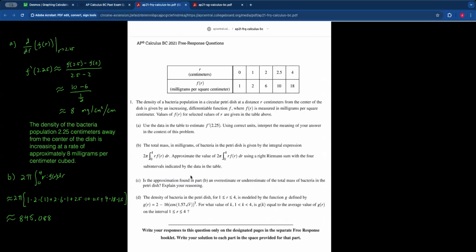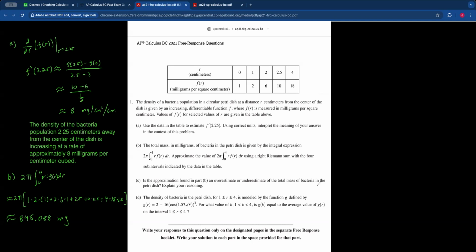And then let's go to this. So yeah, in milligrams of this integral expression, approximate subintervals. Yeah, okay. So then this would be milligrams, and that would be the approximation of the total mass of bacteria in the Petri dish. So over here, let's take a look. C: the approximation found in part B, so this one, is it an overestimate or an underestimate of the total mass of bacteria in the Petri dish?